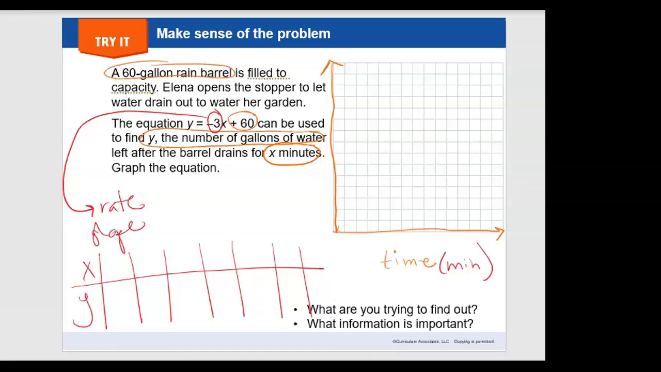I think it would just go down by 3. What is going down by 3? The amount of water in the barrel. Good. The water level is going down 3 gallons every minute. So that is the rate.